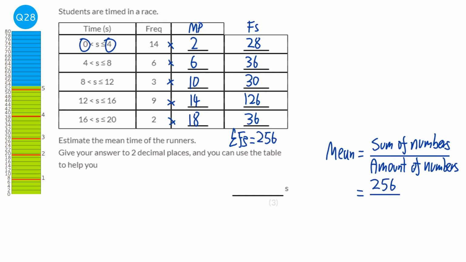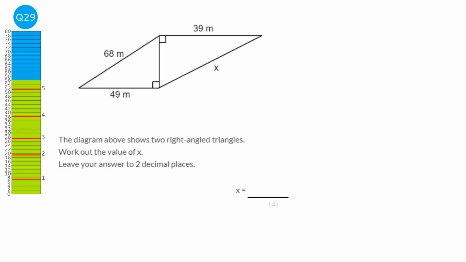And we need to find out how many numbers there are. Well, the frequency column will tell us how many numbers there are, so we're just going to add all of those up together. So we're going to find the sum of the frequency, which is 14 plus 6 plus 3 plus 9 plus 2, which is 34. And when we do 256 divided by 34, we get 7.529, blah, blah, blah. It says it wants it to 2 decimal places, so we're going to round it to 7.53.